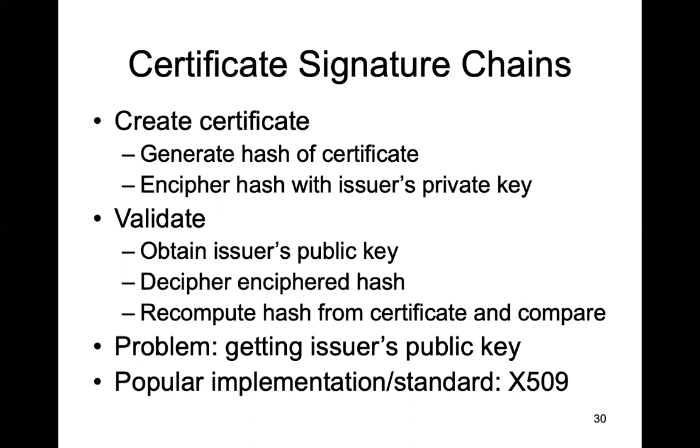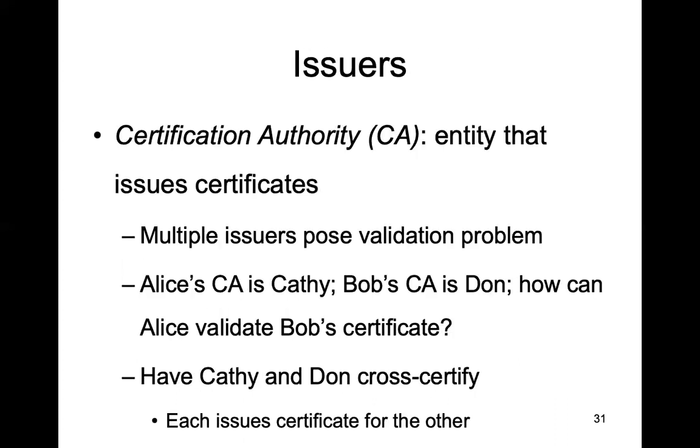then you encrypt that using the issuer's public key. And so, the problem, of course, is in validating it, because I might not know what your certificate authority's public key is. And so you have to create these chains. So one such implementation of such a chain is this X509. It's a standard certificate standard. So the certificate authority, CA, issues certificates. And if you have multiple such issuers, you have a validation problem.